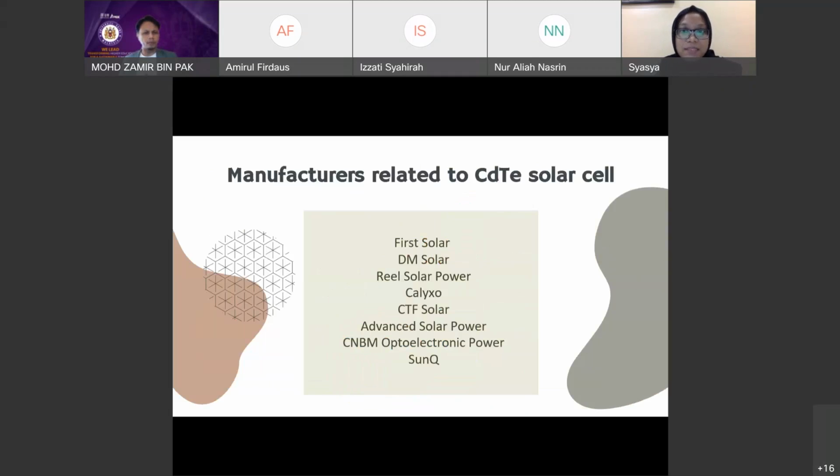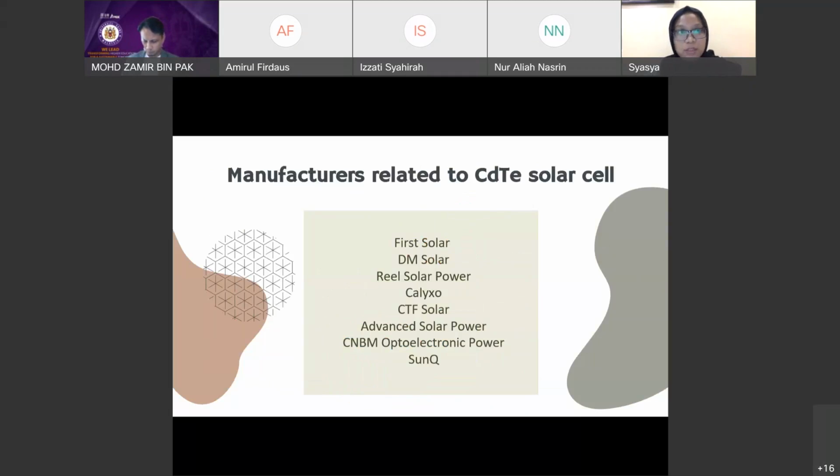In this part, I'll be stating the most common manufacturers. First of all is the one that I mentioned in the previous slide, which is First Solar. It is also located in the US along with DM Solar and Real Solar Power. Next, manufacturers located in Germany are Calyxo and CTF Solar, and Advanced Solar Power and CNBM Optoelectronic Materials are located in China. Lastly, SunQ in Morocco. Thank you.